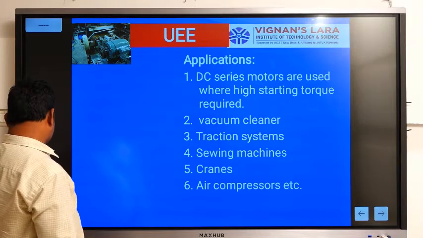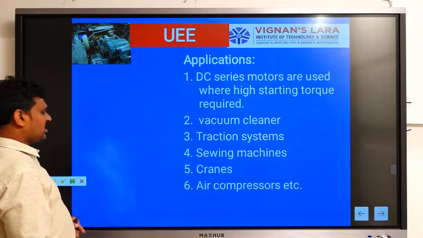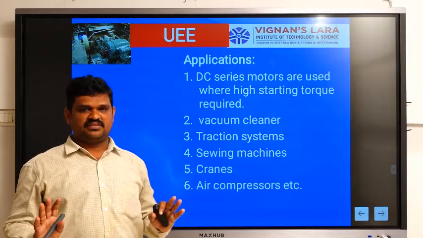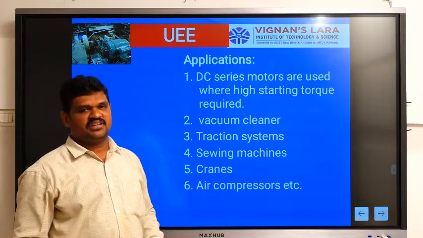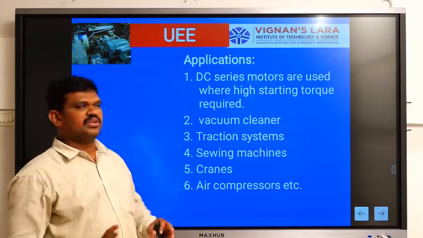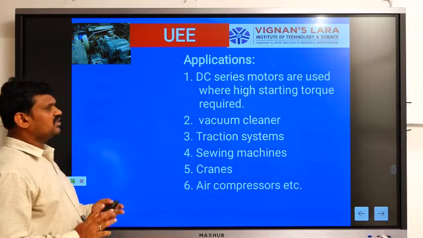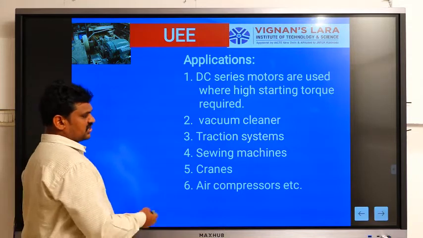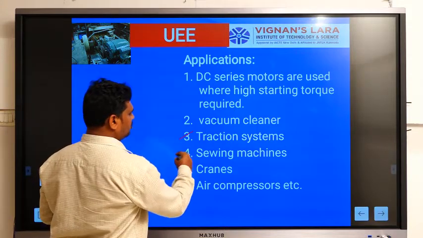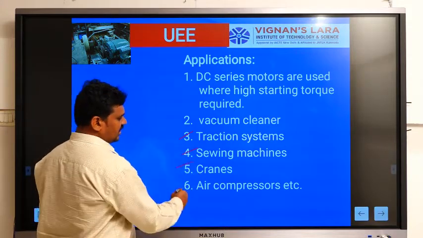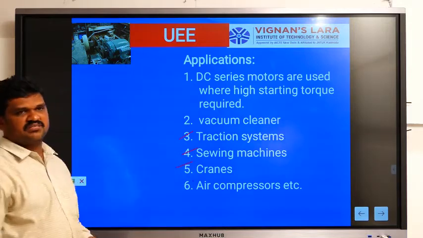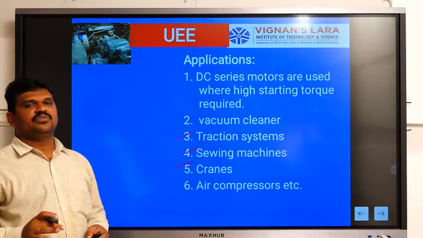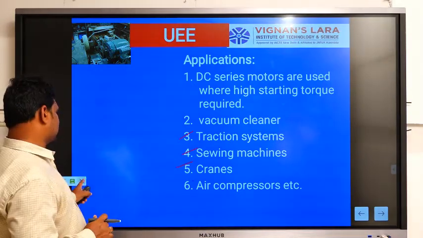So where do we use this series machine? The series machine is used where a high amount of torque is required. In locomotives, normally we use this series machine. These are the applications: traction systems, shoving machines, cranes, air compressors. Where we need a high amount of torque at starting, we use this series machine.